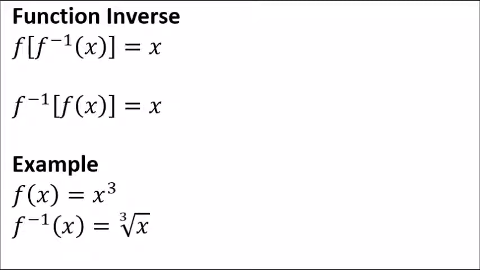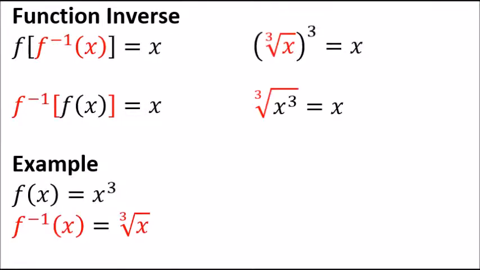Let's look at this example for the function f of x equals x cubed. The inverse of that is the cubic root of x. So f inverse of x is equal to the cubic root of x. It turns out that the cubic root of x, quantity cubed, is equal to x, as seen on the top line of the right side of this screen.